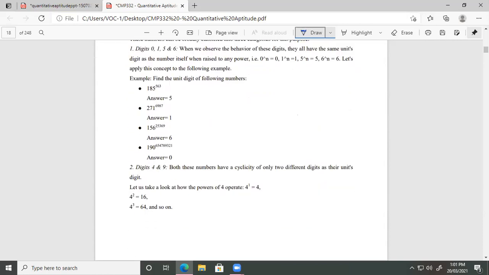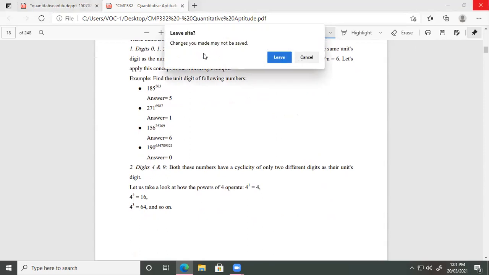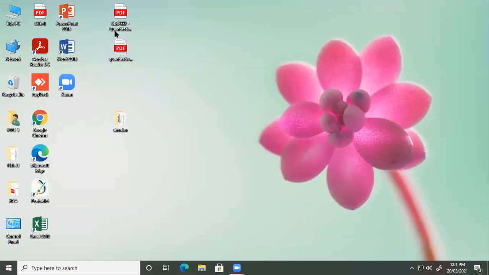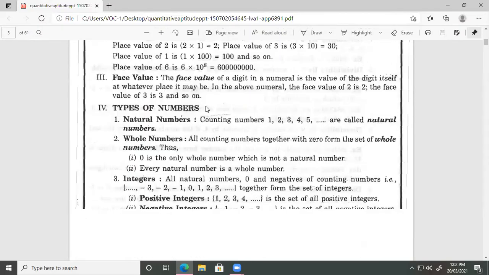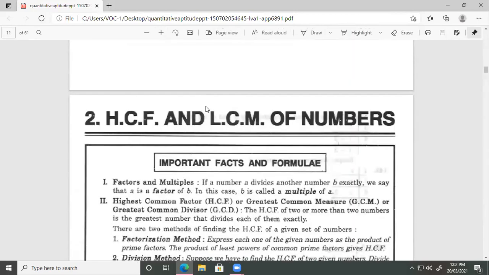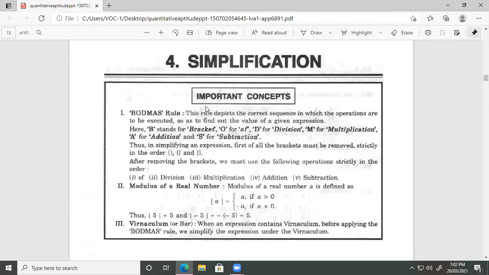So now we will start with the next topic, simplification. Okay, we have seen the HCF and LCM. If possible, then we will see more examples on HCF and LCM. Now we will start with simplification.